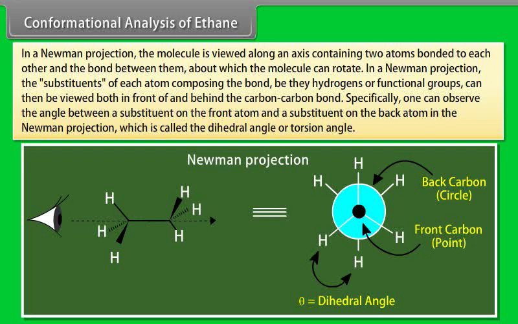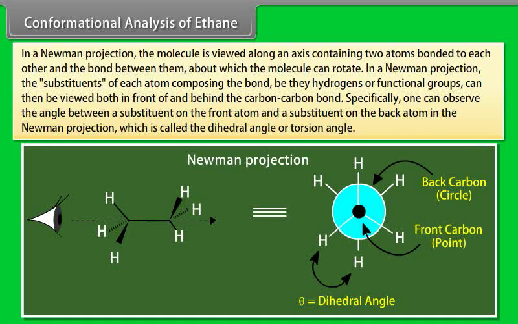The substituents of each atom composing the bond, be they hydrogen or functional groups, can then be viewed both in front of and behind the carbon-carbon bond. Specifically, one can observe the angle between a substituent on the front atom and a substituent on the back atom in the Newman projection, which is called the dihedral angle or torsion angle. In ethane specifically, we can imagine two possible extreme conformations.